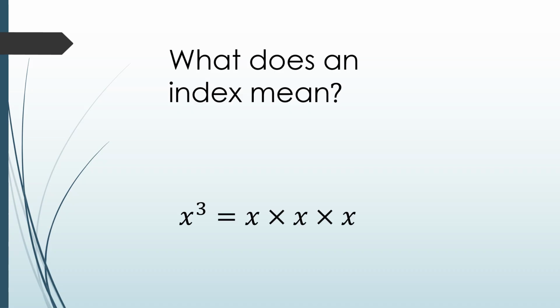An index tells us how many times a variable is multiplied by itself. For example, x cubed means x multiplied by x multiplied by x. In other words, x to the power of 3 is equal to x times x times x.